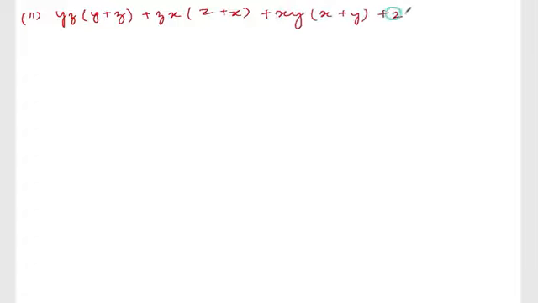Now we are doing exercise 3.1, question number 2, Roman number 2. The question says yz(y plus z) plus zx(z plus x) plus xy(x plus y) plus 2xyz. Okay, solution. Let me change the color.